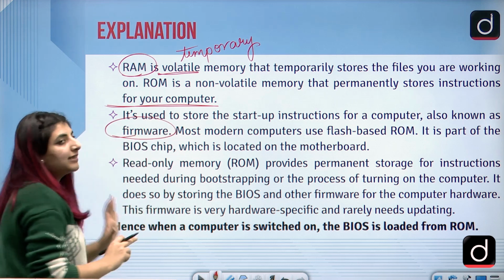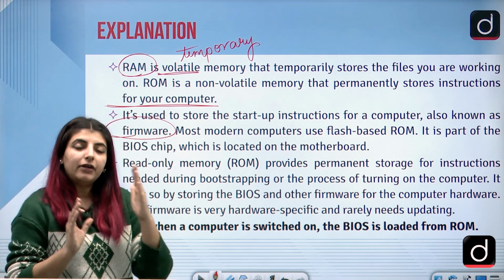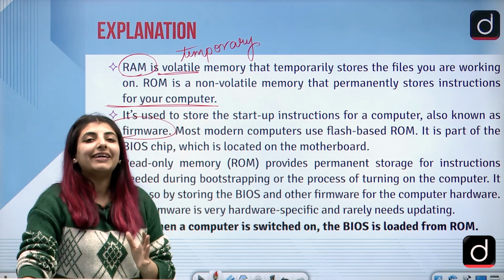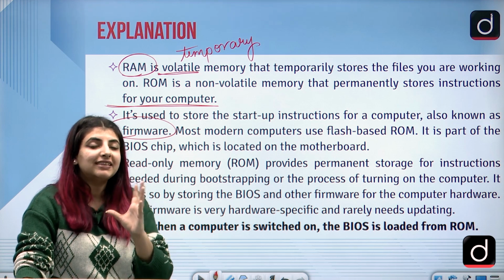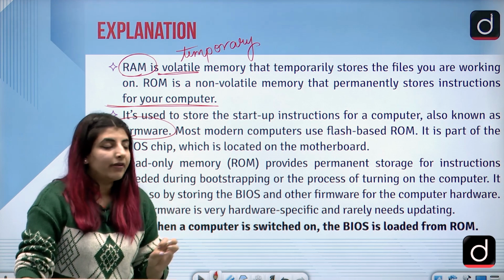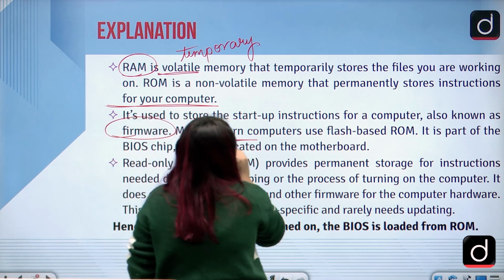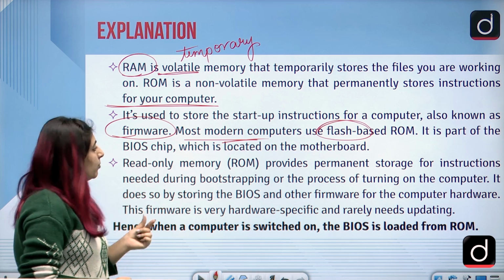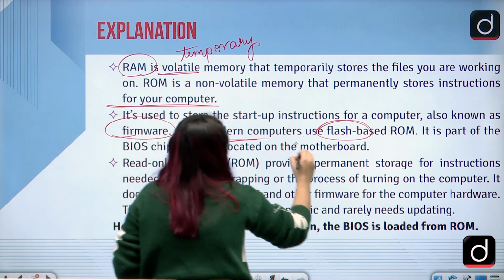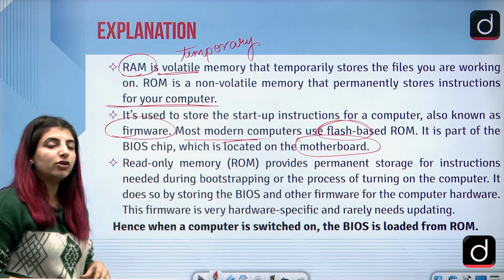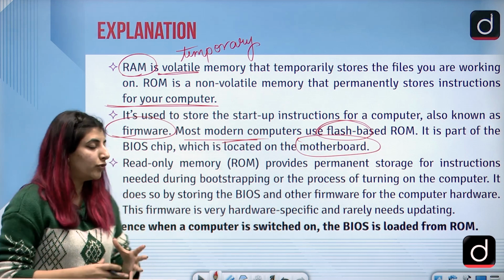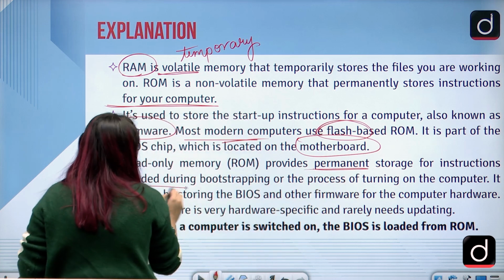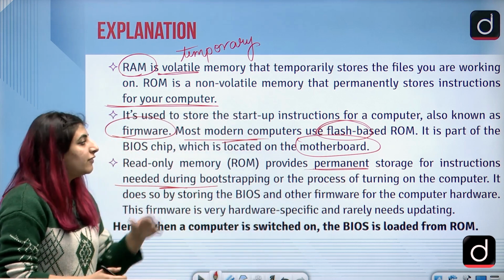So basically, this has been the simplest question, and a different question which has been asked in the examination was: what kind of memory holds the computer's startup routine? It is ROM, right? Most modern computers use flash-based ROM. It's part of the BIOS chip, which is located on the motherboard, correct? So ROM is also situated on the BIOS and the motherboard. It provides permanent storage for instructions needed during bootstrapping, or the process of turning on the computer.